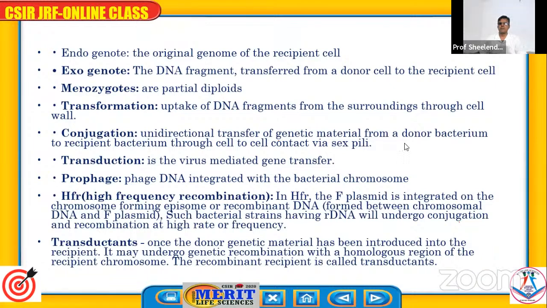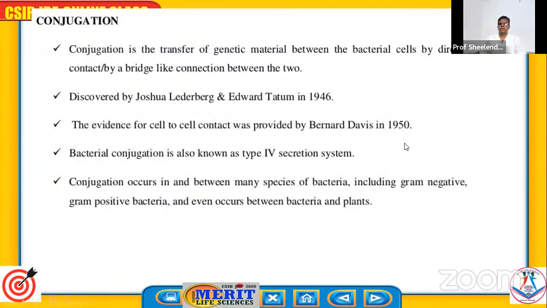I'll start with conjugation. Conjugation is the transfer of genetic material from one bacterium to another, by a bridge called the conjugation tube. This was discovered by Joshua Lederberg and Edward Tatum in 1946. The first evidence for cell-to-cell contact was provided by Bernard Davis in 1950. Bacterial conjugation is also known as the type 4 secretion system.